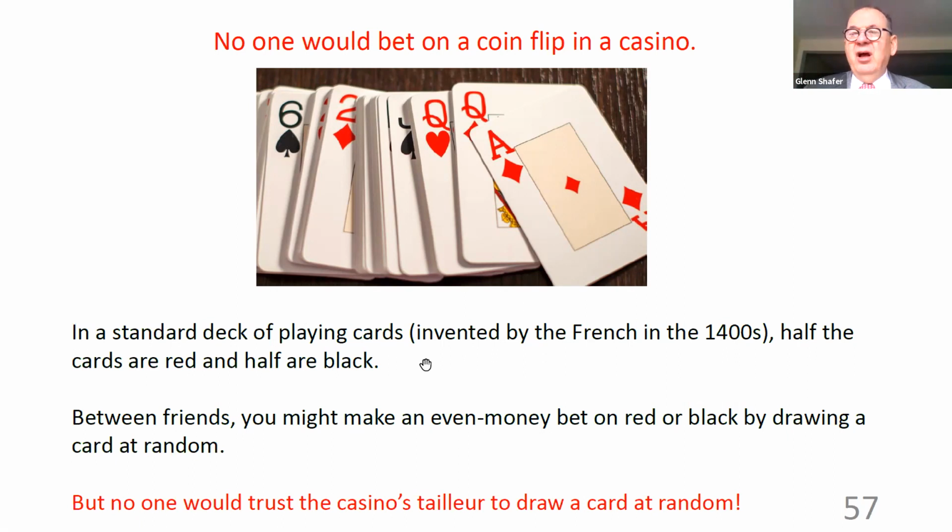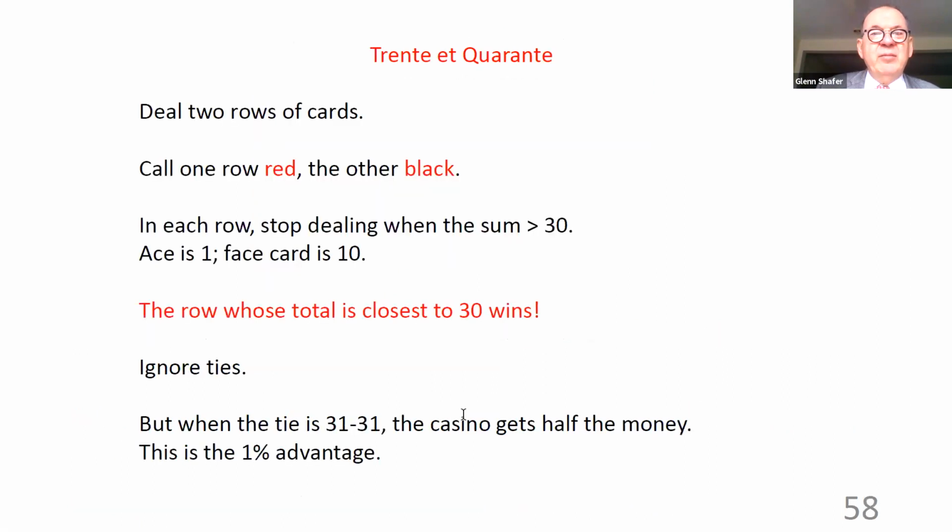So with this standard deck of cards, the natural way to make a 50-50 bet would be to choose a card at random from that. Is it red or is it black? That's what your bet is. But in a casino, you're not going to trust the cards either. Any magician can pull whatever color they want out of a deck of cards. So nobody's going to trust the casino on that deck of cards. So they needed to make up a game where you could trust the casino. And that's where red and black came from.